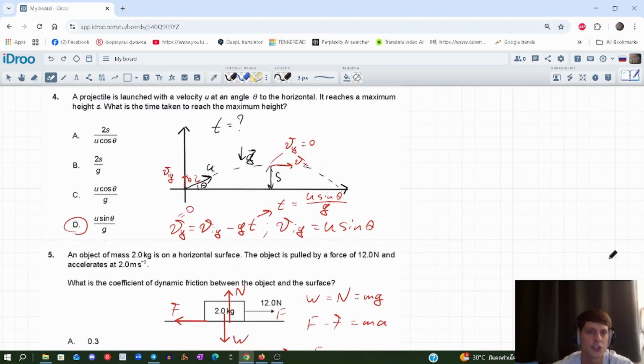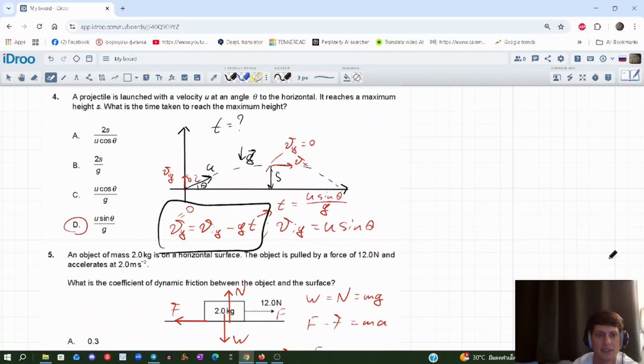Number 4. A projectile is launched with velocity u at an angle theta to the horizontal. It reaches a maximum height s. What is the time taken to reach the maximum height? This is a projectile motion problem. We know that at this point, with maximum height, the vertical velocity is 0, and we have only the horizontal component of velocity. So if the vertical velocity is 0 here, we can say that the initial vertical velocity, v initial y, equals gt, right?